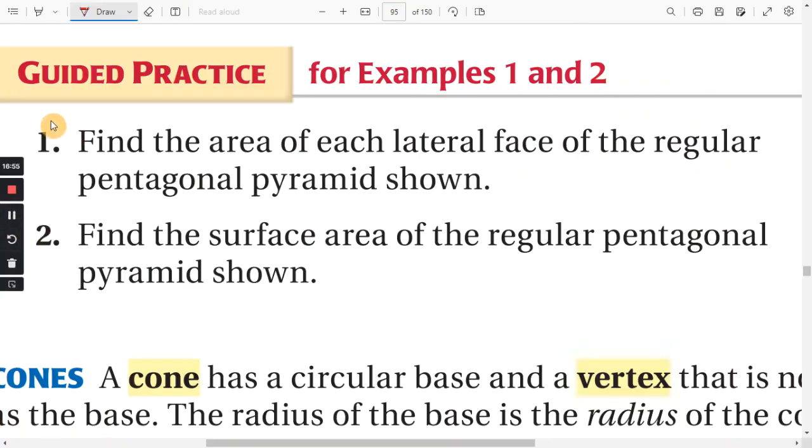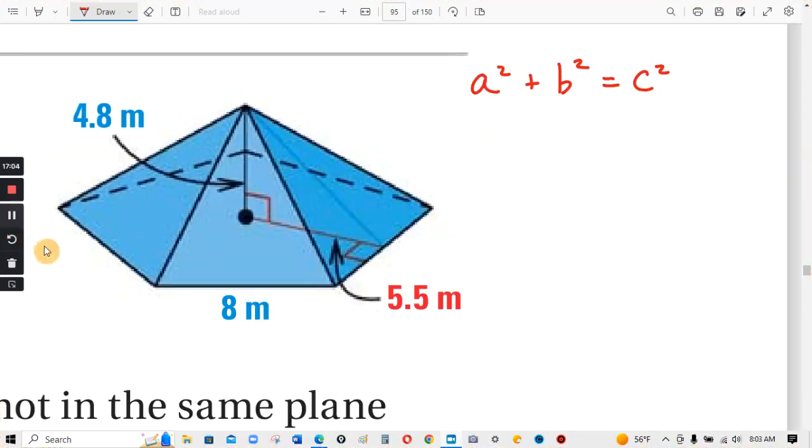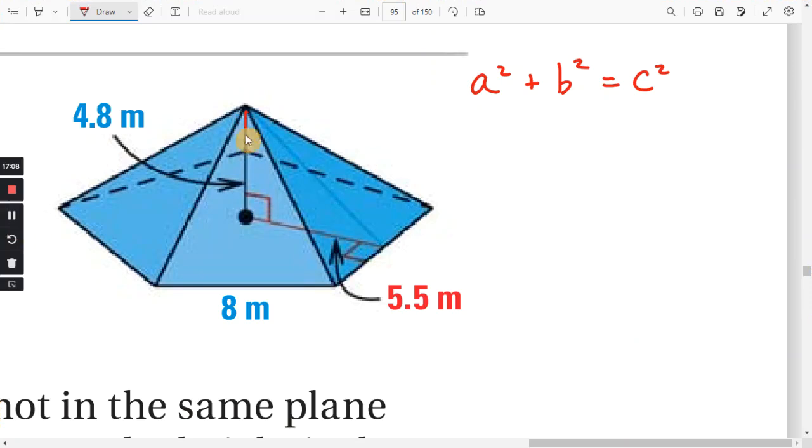Okay, guided practice number 1. Find the area of each lateral face of the regular pentagonal pyramid shown. Let's take a look. All right, so here's the diagram. This here is the height H, but that's the height of the pyramid. All right. You need to construct a right triangle right here. Use this right triangle and find this side length, or should I say slant height right here. That's L.